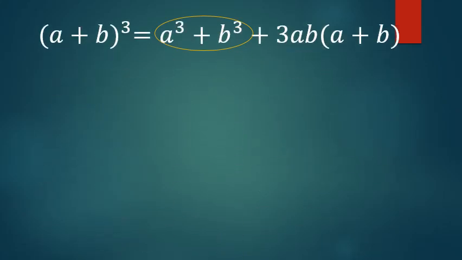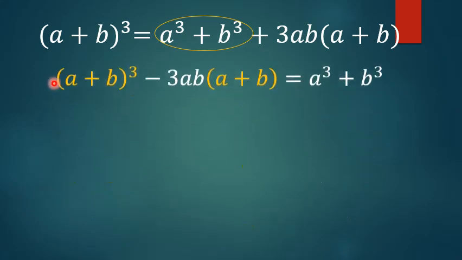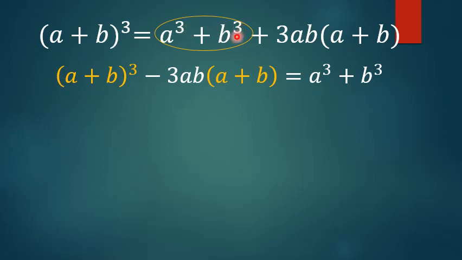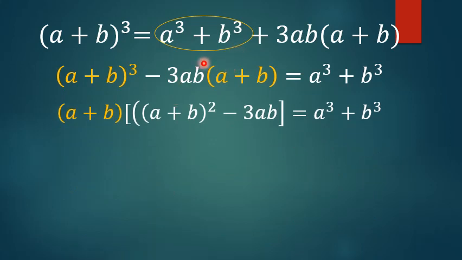Yes, you can see here that this is the previous identity we have used, a plus b whole cube, and now again we are going to use this identity to derive our new formula. And how we are going to do this, you can see here that this is now a cube plus b cube that we are going to derive, and for this purpose we will transpose plus 3ab into a plus b on the other side, and then you can see the two yellow terms, we will take here the common a plus b, and inside we are left with a plus b whole square minus 3ab.